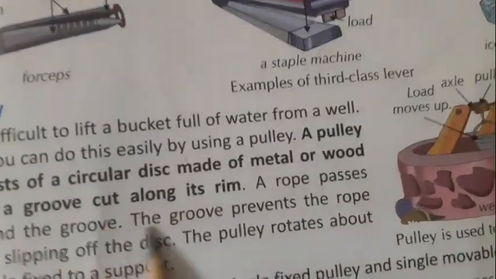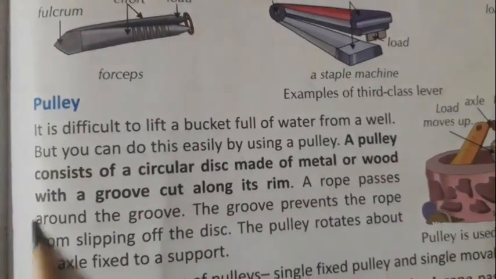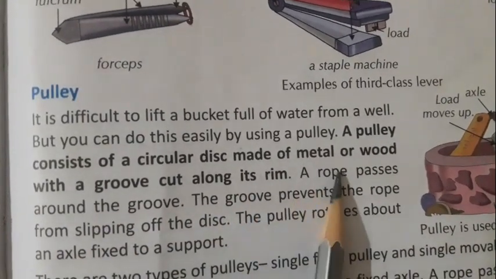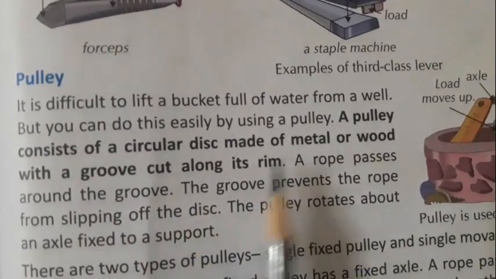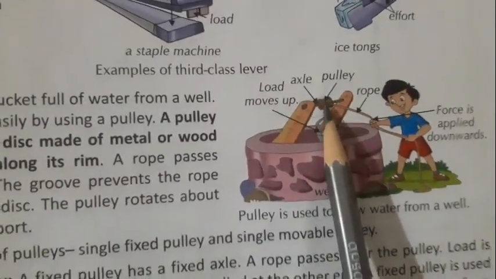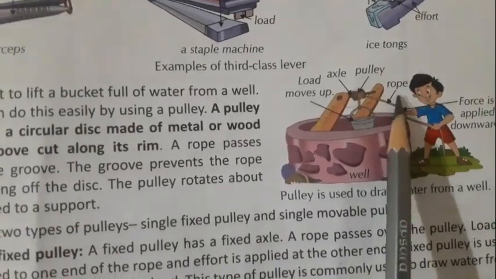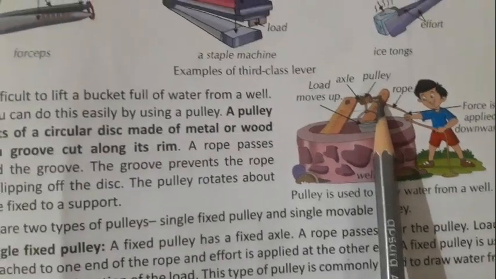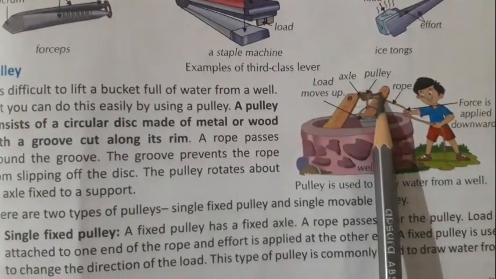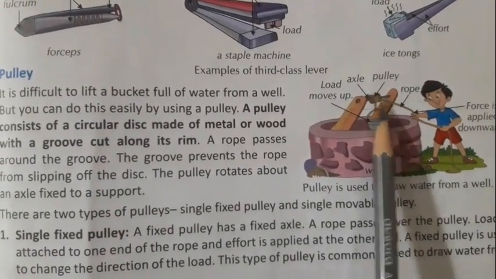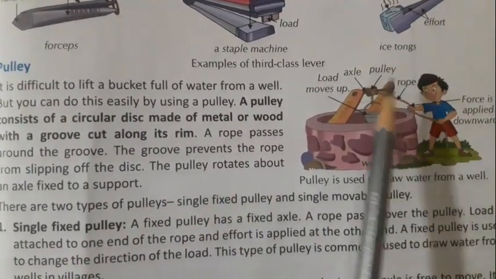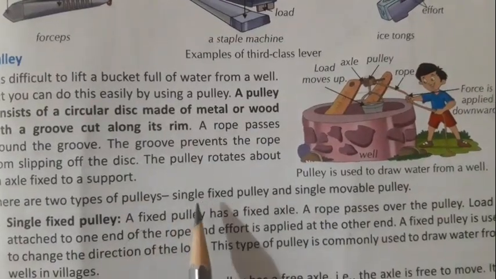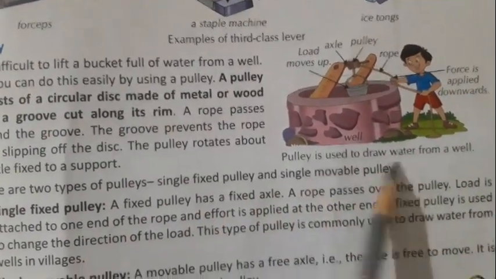You might have seen a pulley is nothing but consists of circular disks made up of metal or wood with a groove cut along its rim. So pulley, you can see this is a pulley which has a groove on it. Grooves prevent the rope from slipping from the disk. Are you getting this? So there are mainly two types of pulley: single fixed pulley and single movable pulley.